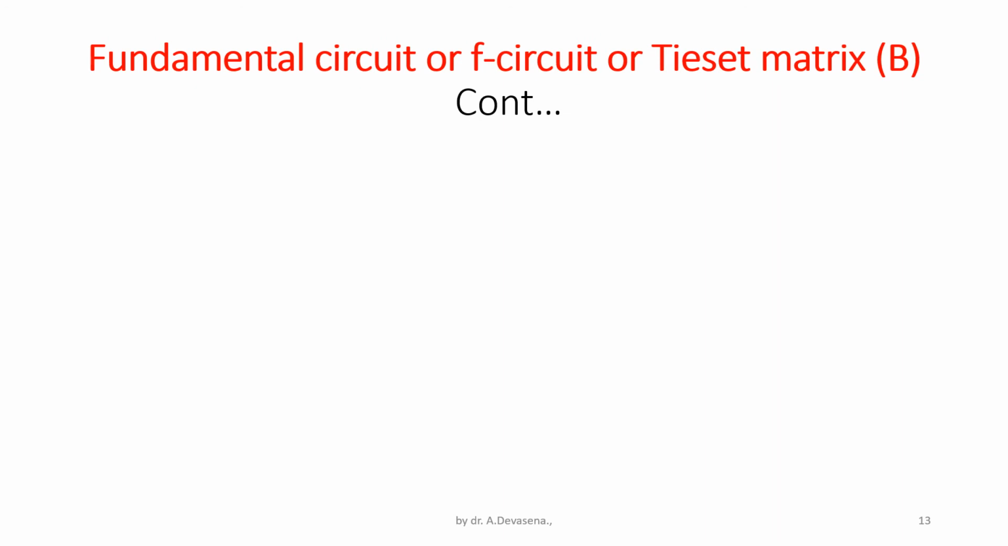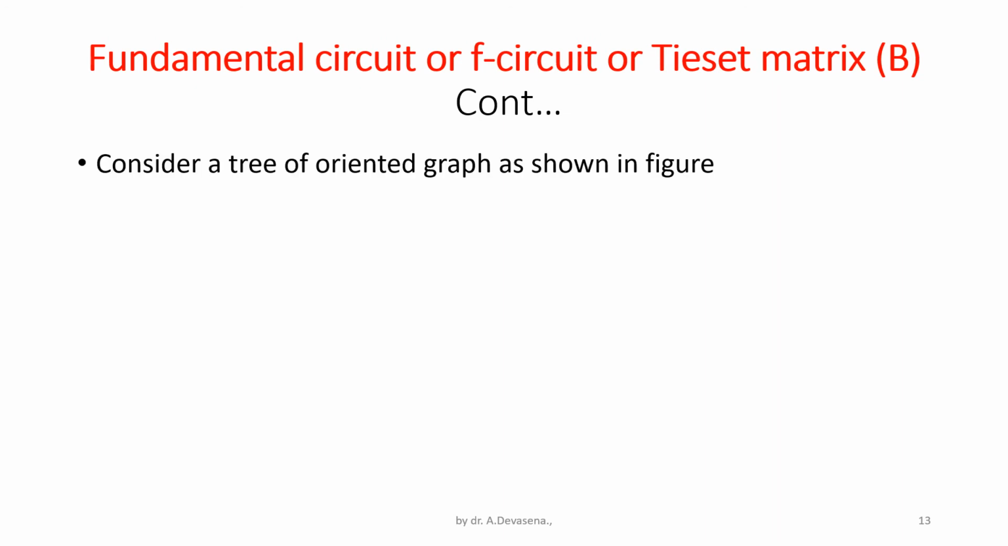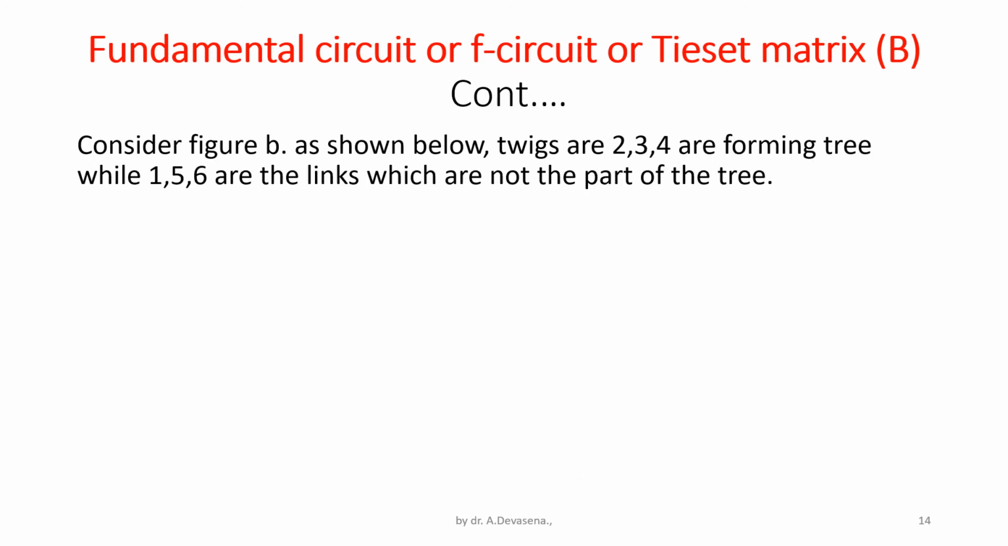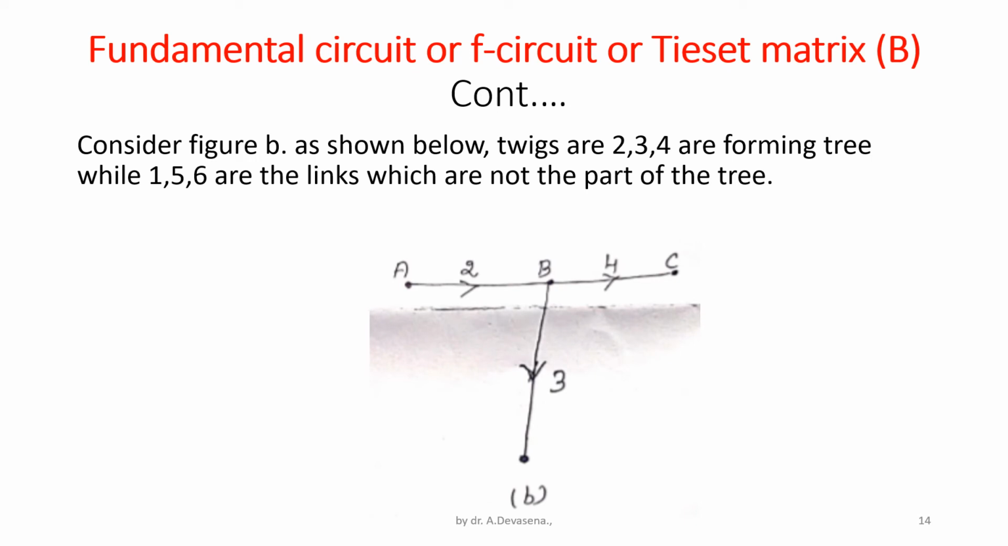Consider a tree of an oriented graph as shown in the figure here. This is the representation of an oriented graph. In this, we are going to consider a tree. Consider figure B as shown below. Twigs 2, 3, 4 are forming the tree, while 1, 5, 6 are the links which are not part of the tree. This is the representation of the tree.